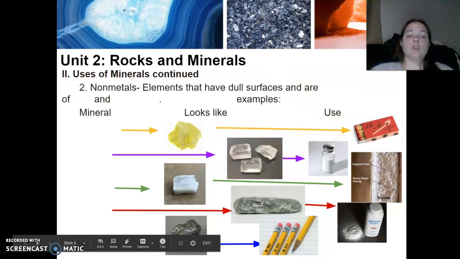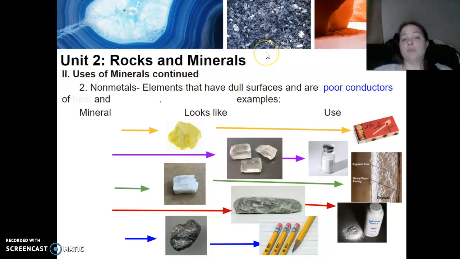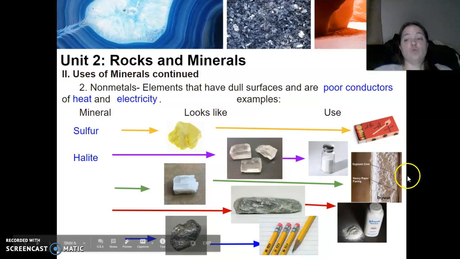So, some uses of minerals continued. They've got non-metals, elements that have dull surfaces and are poor conductors of heat and electricity. So here's some examples. You've got this yellowy looking one, and it's on the end of matchsticks. That's sulfur. Then you've got these crystally ones that form table salt. Well, that's halite. Then you have this really powdery, soft stuff right here that makes up drywall.